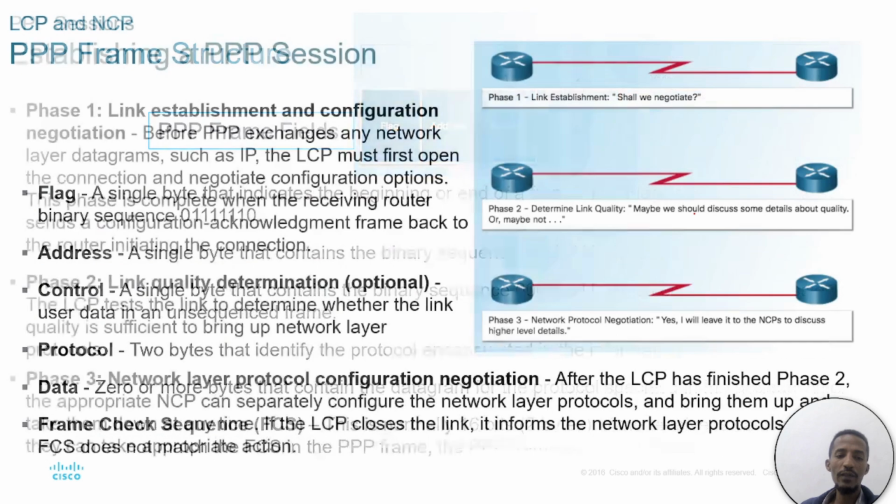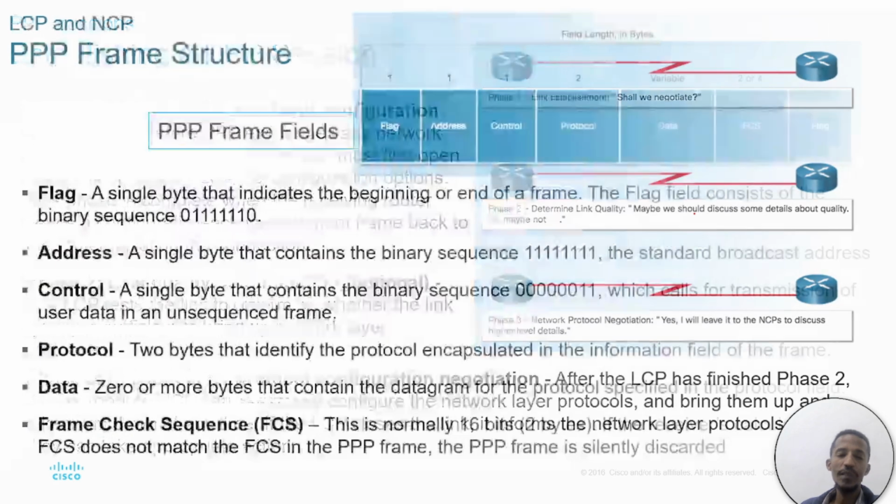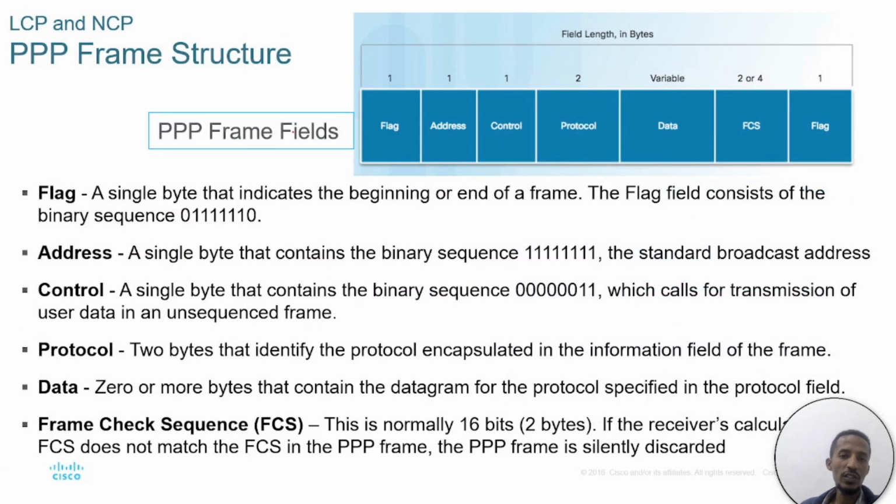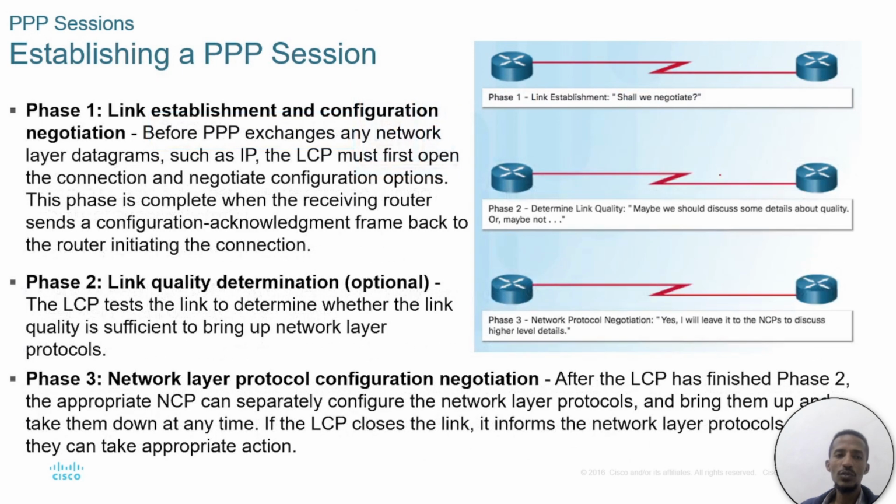Because it's a frame, frames have this kind of structure. Most of the frames, either an Ethernet frame or this frame, have a flag at the beginning and at the end. They have frame check sequencing mechanisms. So this can be used for this one.